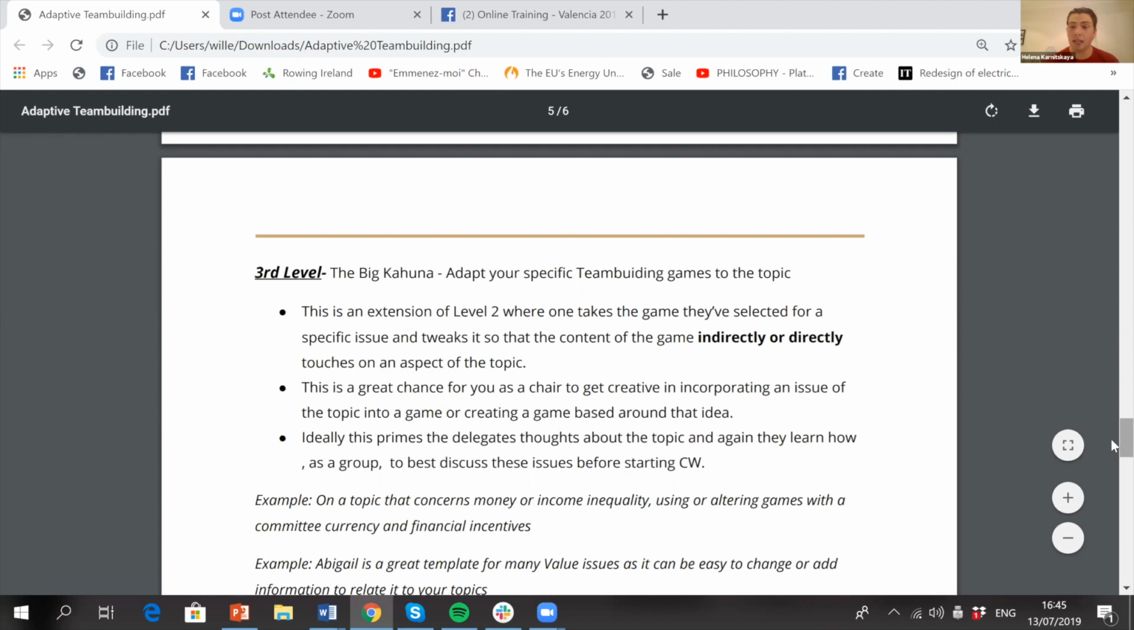Again, moving more towards the value side of things, Abigail, I think, is a great template for any kind of value-based topic if you want to dance around the issues before discussing them in committee work, because the story itself is very easy to adapt.